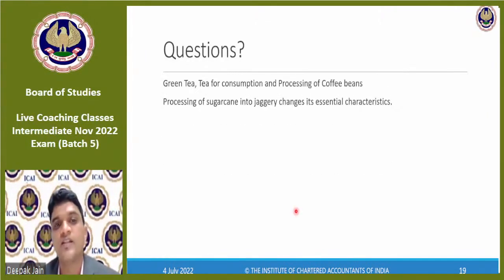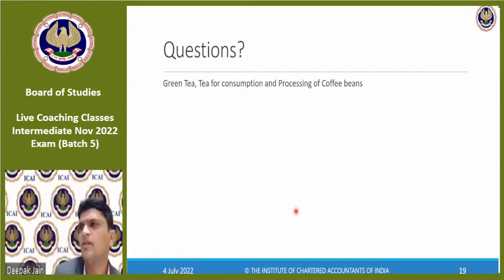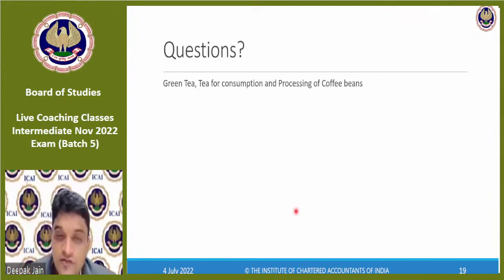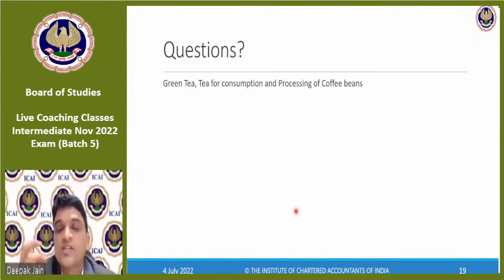Green tea is tea for consumption and processing of coffee beans. Correct. Now the problem of tea: there is a lot of clarification and a lot of confusion, which has been clarified through circulars. I am telling you the highlights of these circulars. Green tea or tea for consumption and processing of coffee beans, is this agriculture produce?